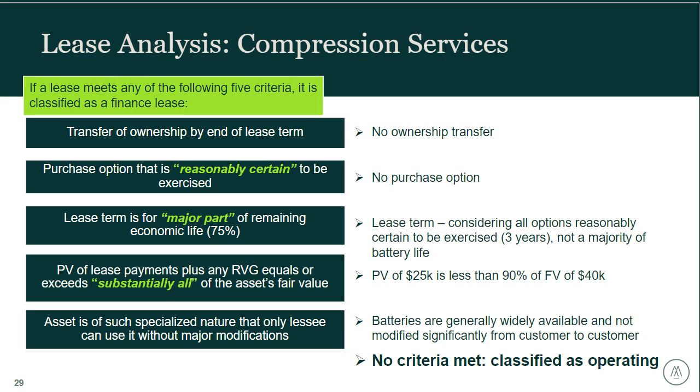And the reason is they're saying if you're the only company that could use this asset, you're really getting all of the benefit from it. So if they had to, I don't know, modify something to specifically fit only in your structure or your property, that's kind of useless to another party, then it would be a finance lease.